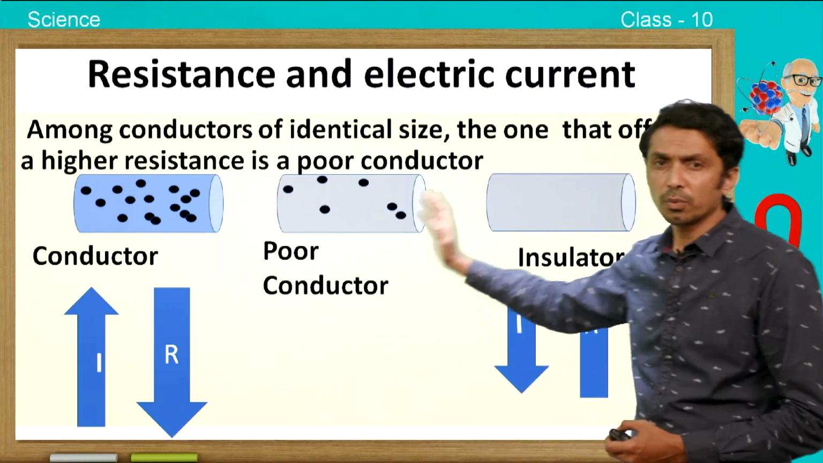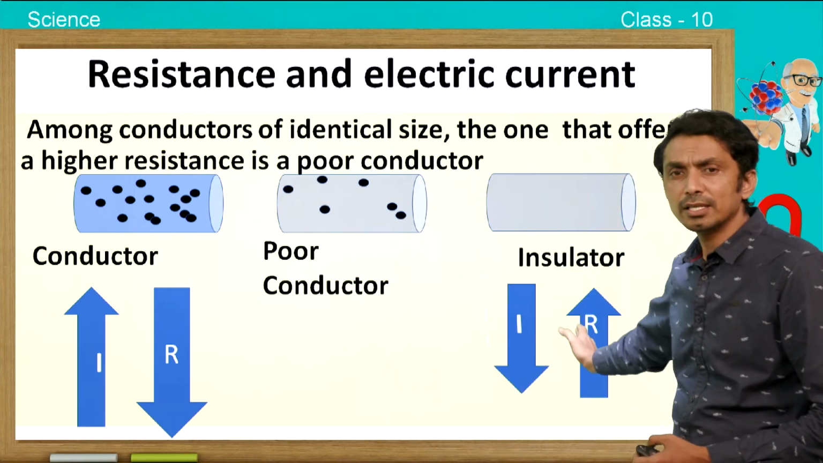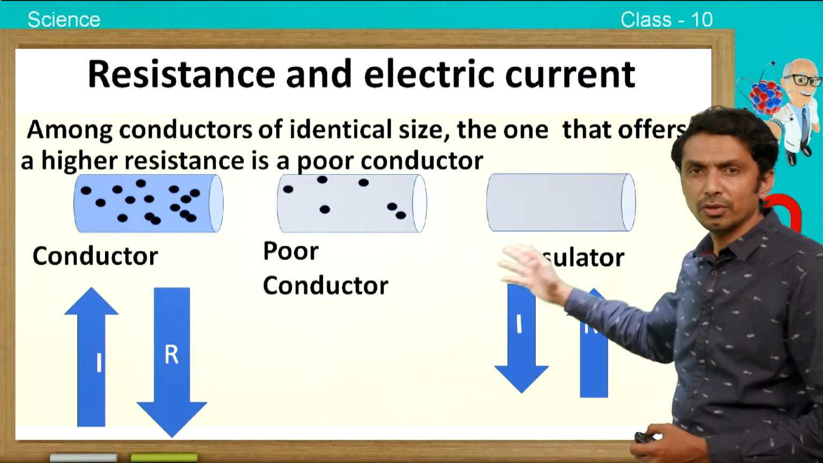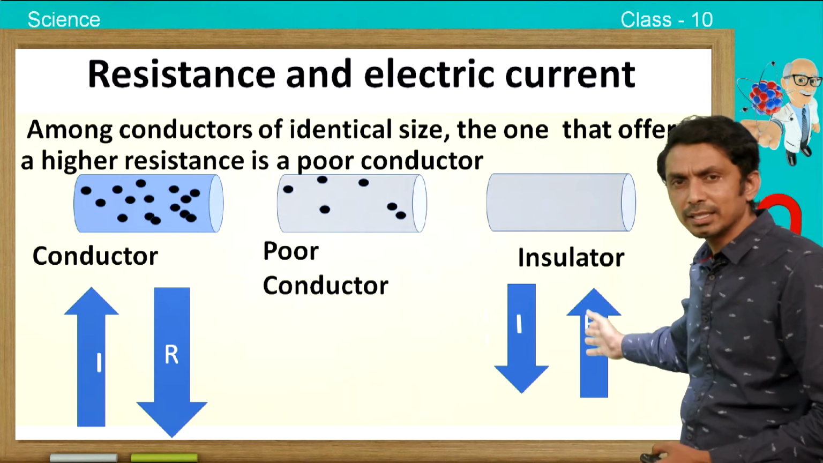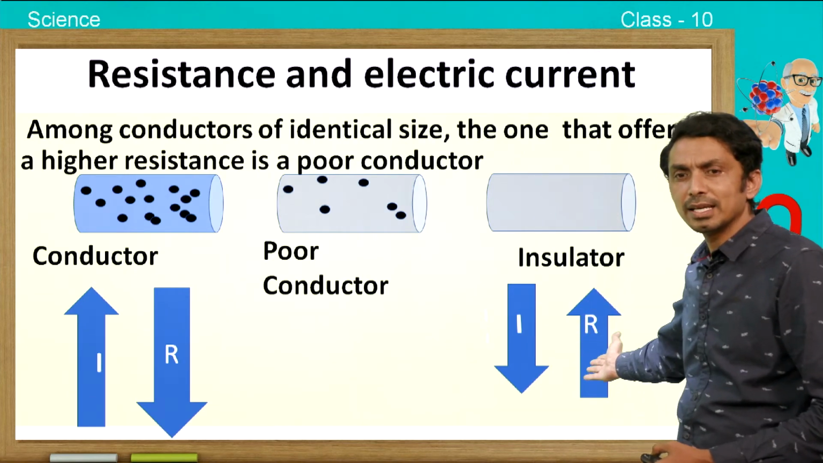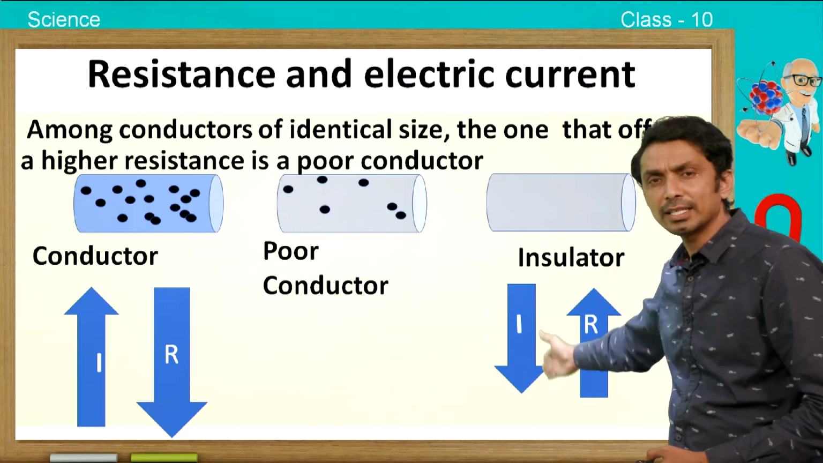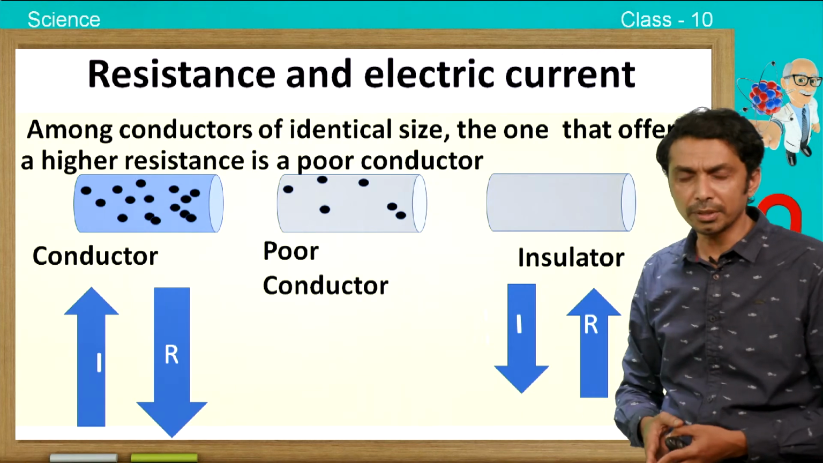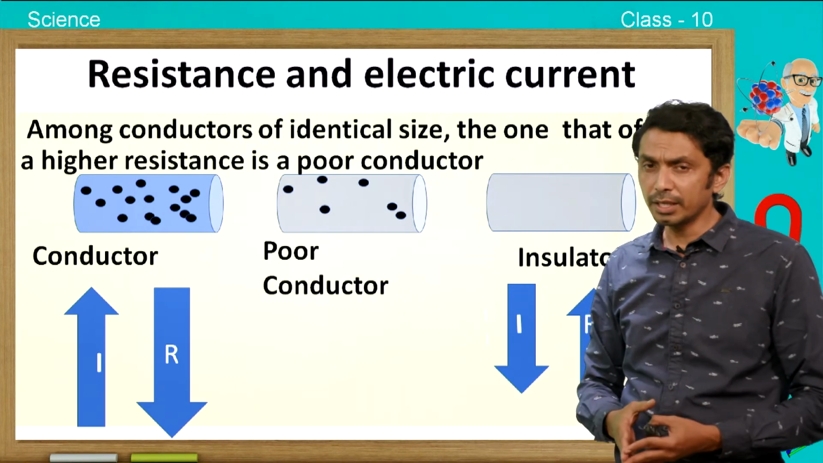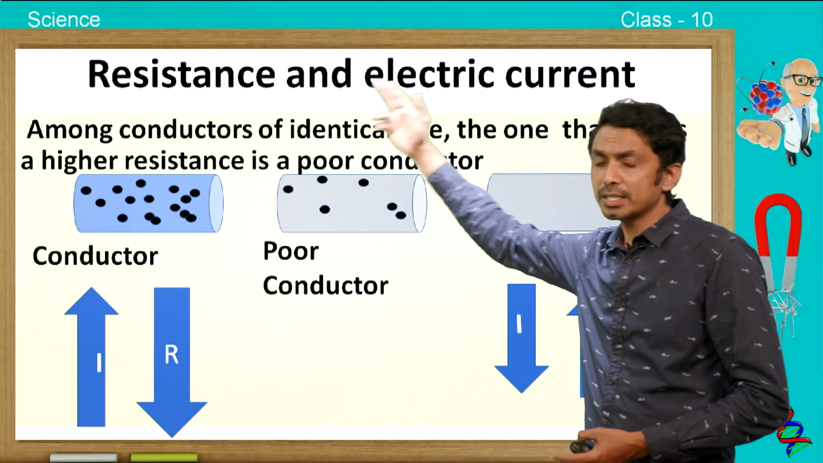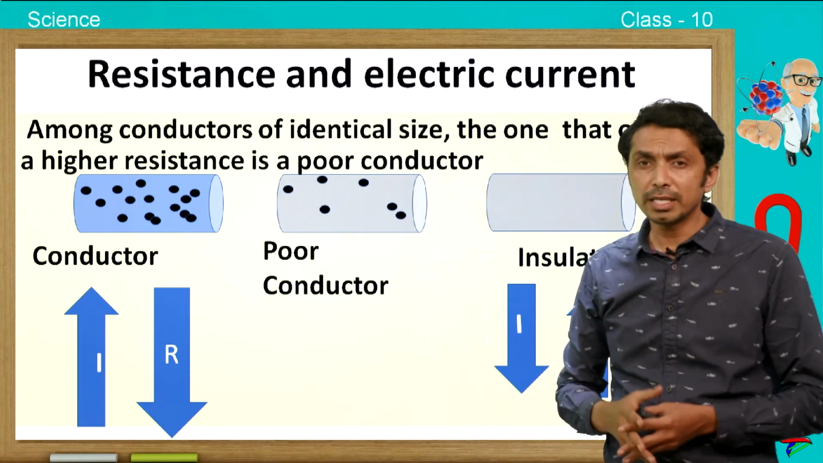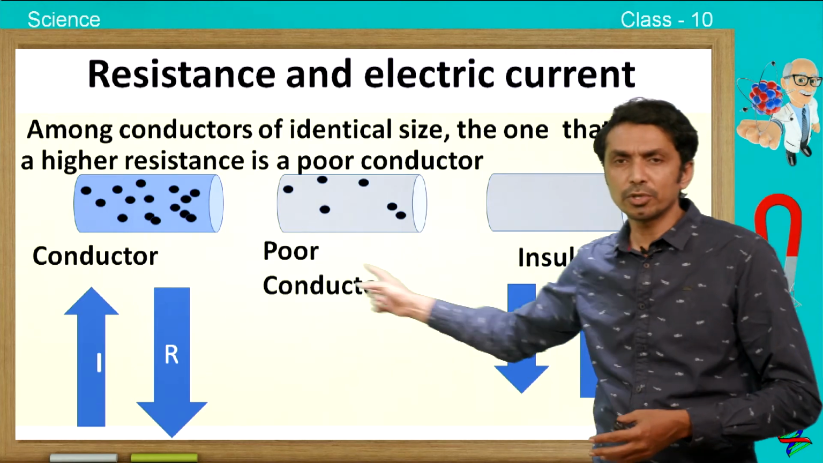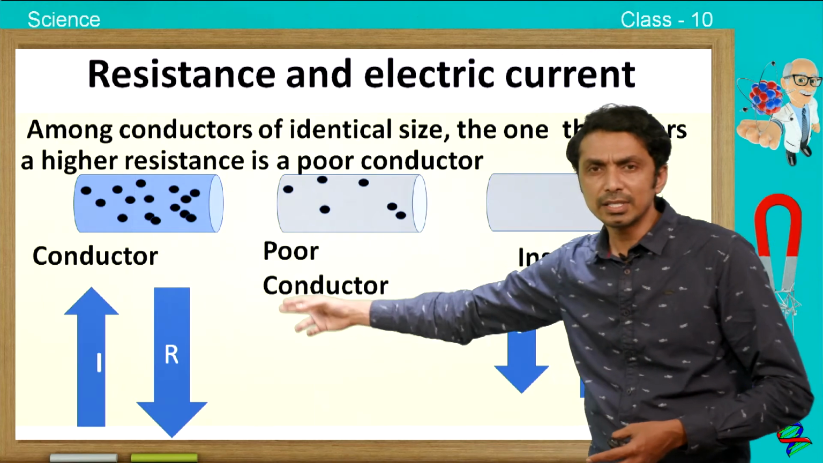Now, can you make out what is the difference between this insulator and the conductor? Yes, you are perfectly right that in the insulator the resistance is very high, whereas the electric current is very negligible. So, how are resistance and electric current of any material related? Yes, they are inversely proportional. If one is high, the other one is low.